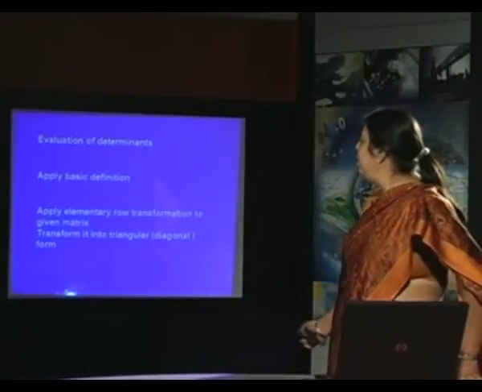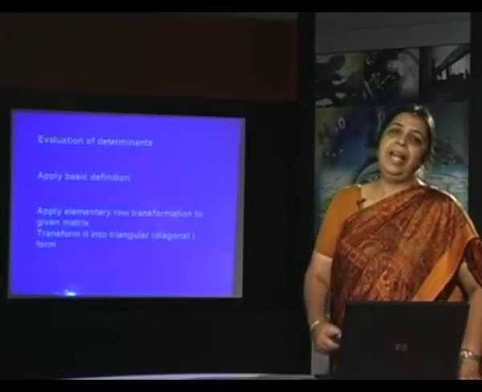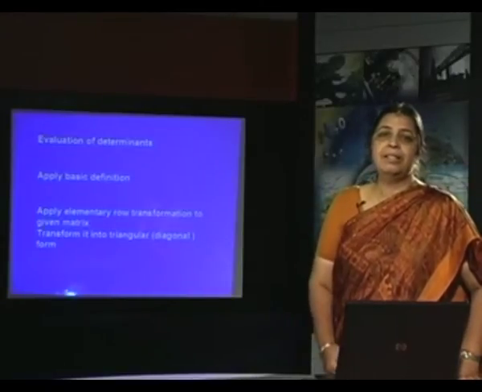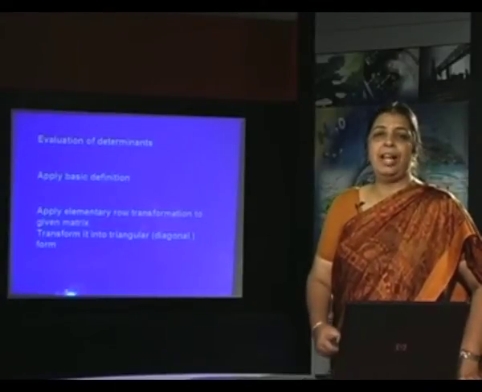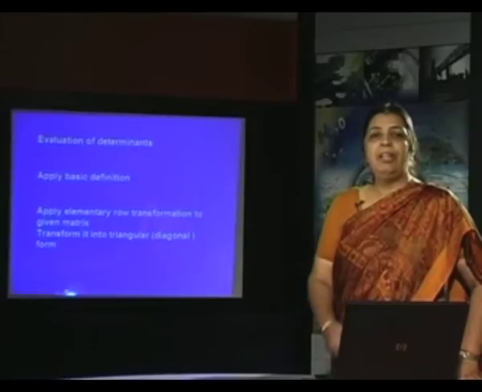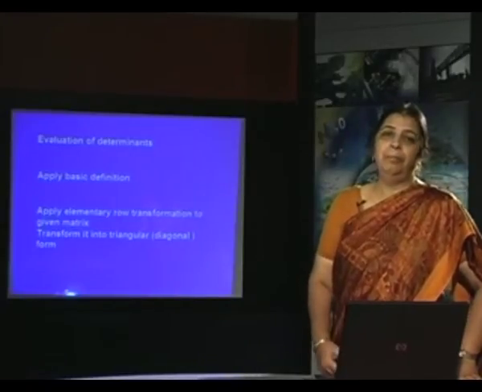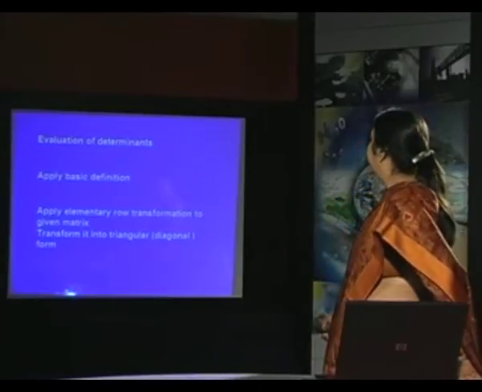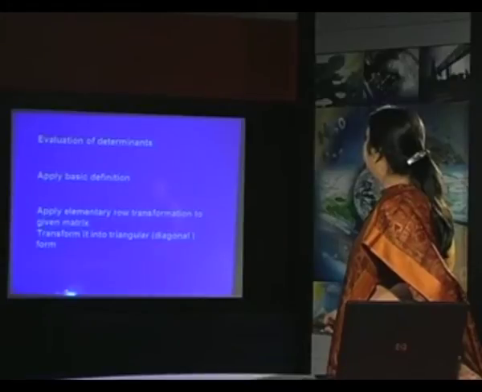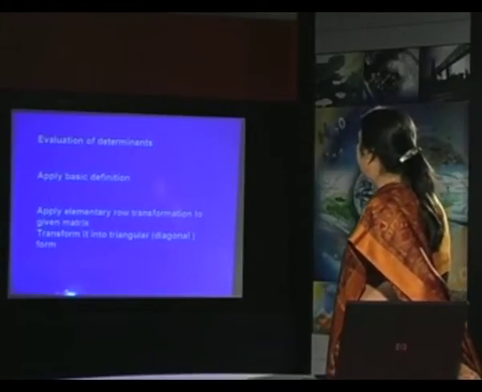So, we can try to transform our matrix to a triangular matrix. Some effort is required to reduce it to a triangular matrix, but then the evaluation of the determinant will be simple, because in that case you simply get the product of the diagonal terms. That is the way to evaluate the determinant. Let me explain this with an example.